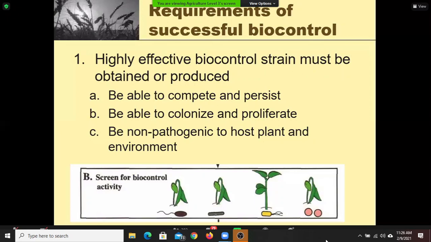And what is the phyllosphere? Phyllosphere means the above ground region of the plant. We call it the phytosphere. And rhizosphere is the below ground region of the plant.